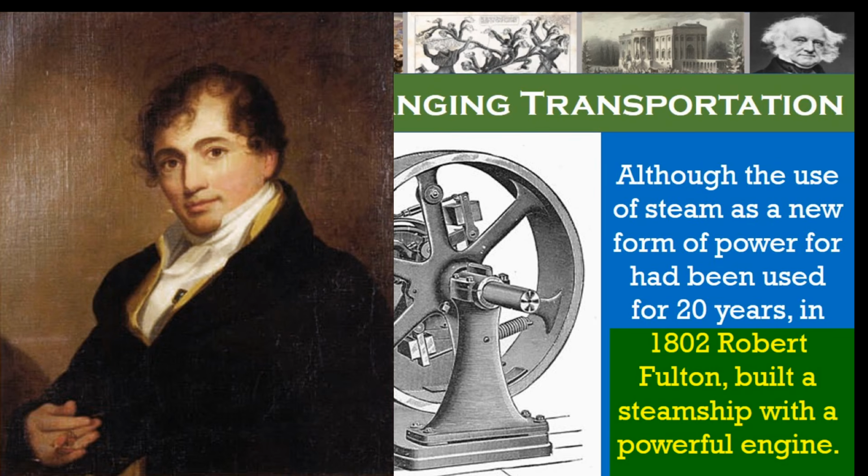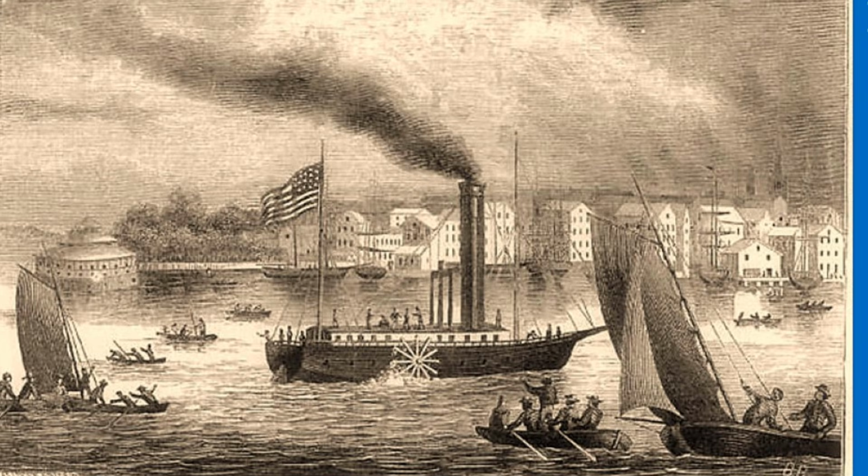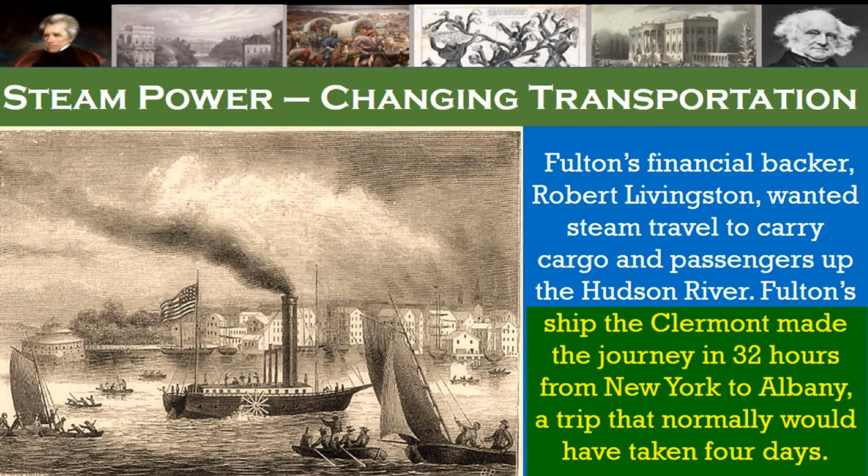Although the use of steam as a new form of power had been used for about 20 years, in 1802, Robert Fulton built a steamship with a powerful engine. Fulton's financial backer, a man named Robert Livingston, wanted steam travel to carry cargo and passengers up the Hudson River. Fulton's ship, the Clermont, made the journey in 32 hours from New York City to Albany, a trip that normally would have taken 4 days.